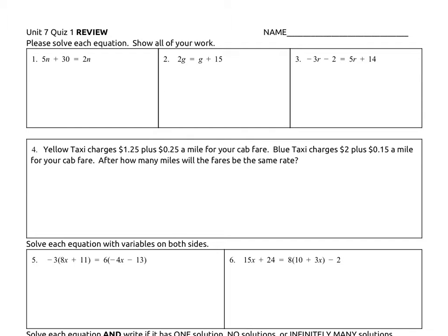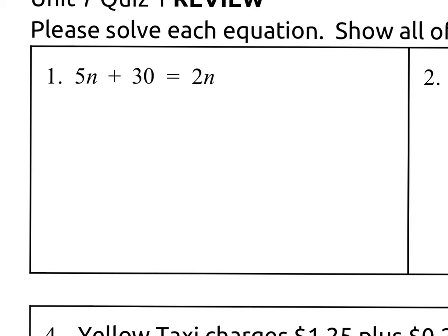Let's start and let's read the directions. Please solve each equation, show all of your work. Here is our first equation that we need to solve. 5n plus 30 equals 2n.